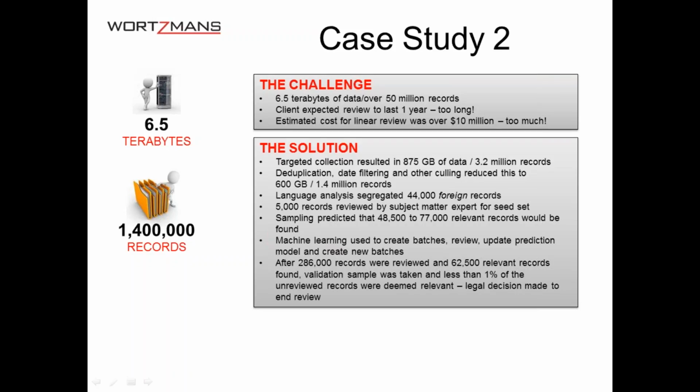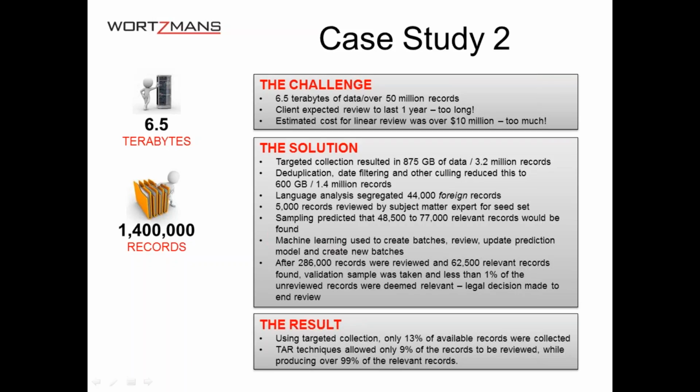We then proceeded to use the machine learning to create batches and condense the review. Again, at the beginning, high relevance rates of the batches, but after approximately 280,000 of the 1.4 million records were reviewed, 62,500 relevant records had been identified, so we were within that sample range. We got to a place where our team said they were seeing very, very little that was relevant. Same process. We went back, got instructions from our clients to stop the review and conduct a validation sample. That was done, and again, less than 1% of the unreviewed records were deemed relevant, and therefore we decided to terminate the review.